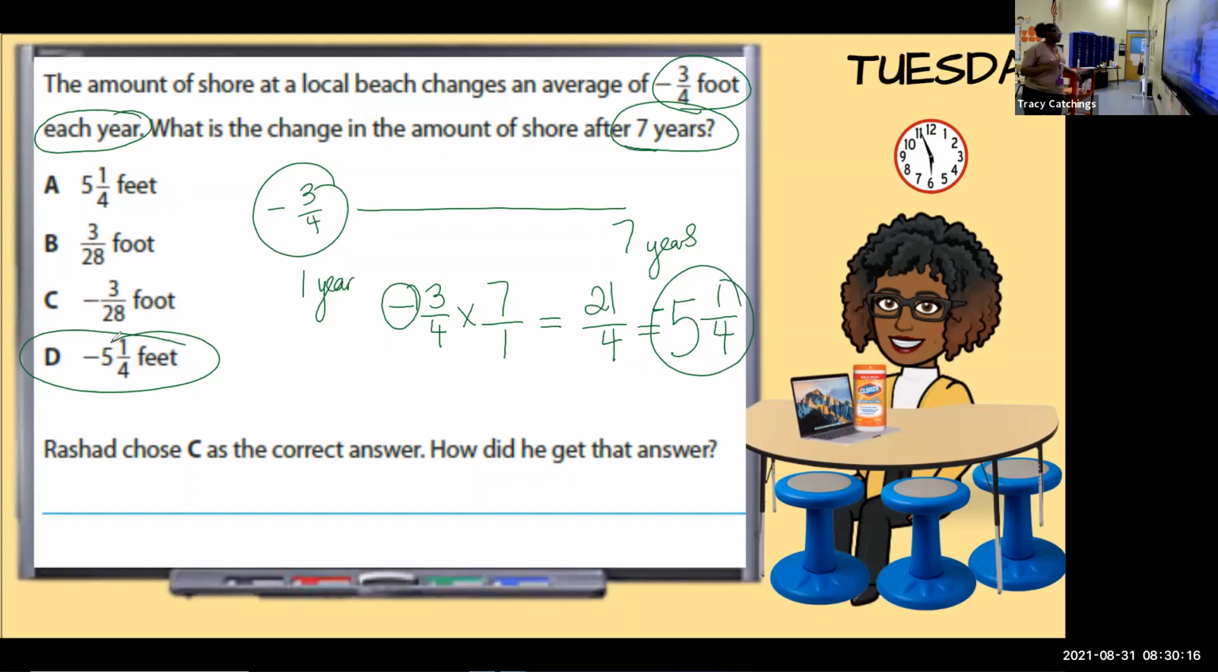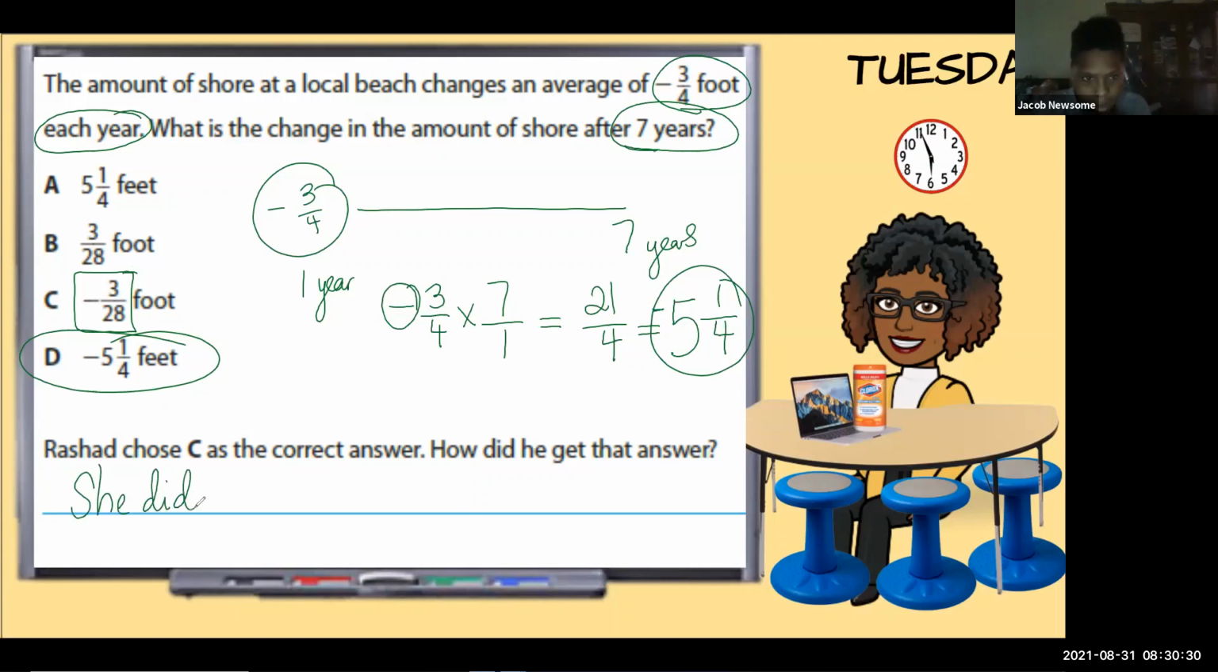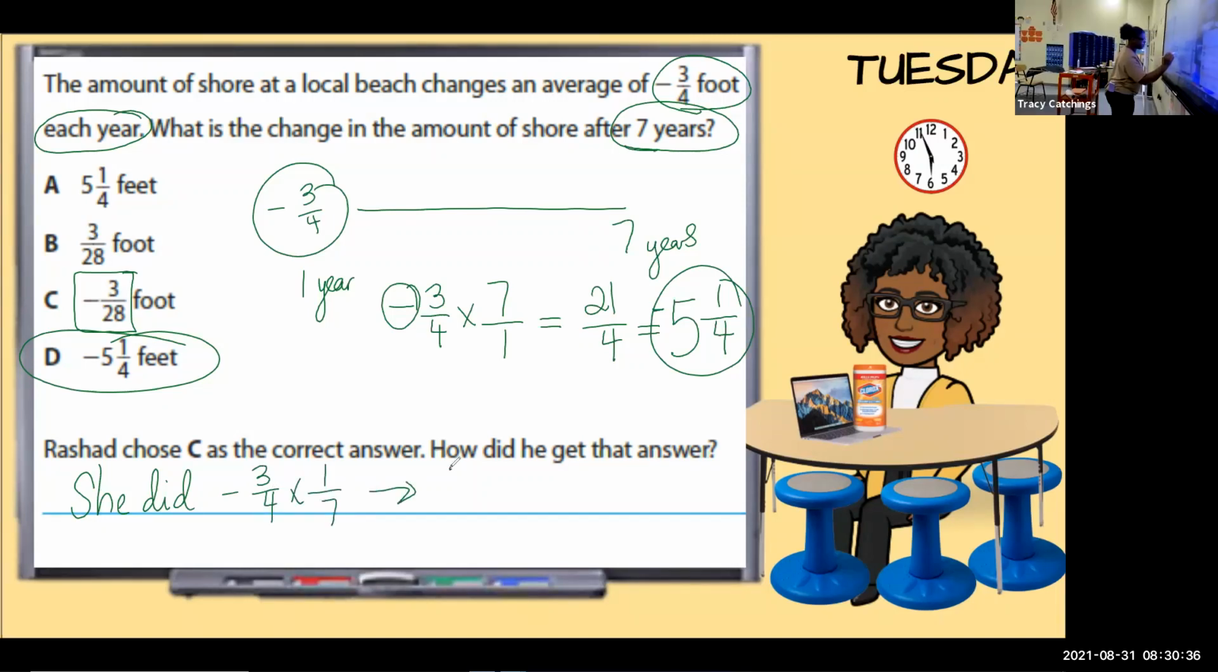All right, they told us that Rashad chose C. How do you think she ended up with negative 3/28? She did negative 3/4 times 1/7. Good job. Or in other words, she started out as negative 3/4 being divided by 7. So that's how she ended up changing it to 1/7. Good job, William. I think that was you or Jacob, one of you. Any questions about it, fellas? No, man.